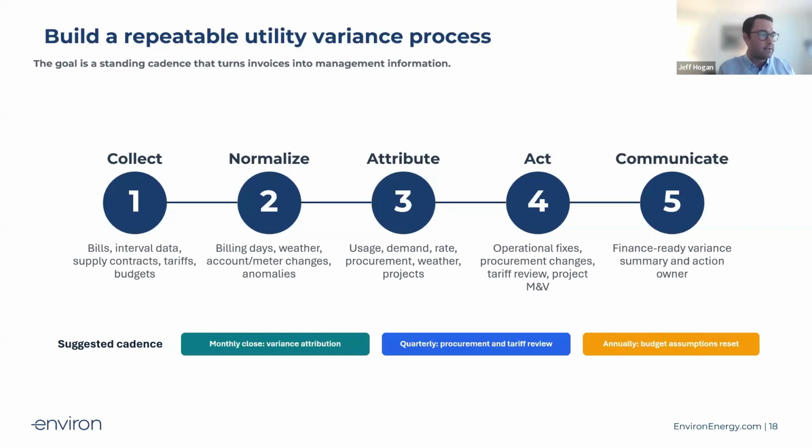Act on that analysis. So if it's some type of operational fix that can be employed, do that. If there are procurement changes to make, communicate that through the necessary channels. If you think that there's something wrong with the tariff, address that. Again, we gave use cases of reaching out to the utility with the right data points to get you into the right tariff for future savings potentially, or to measure and verify what the project is actually going to save from a demand or a consumption perspective.